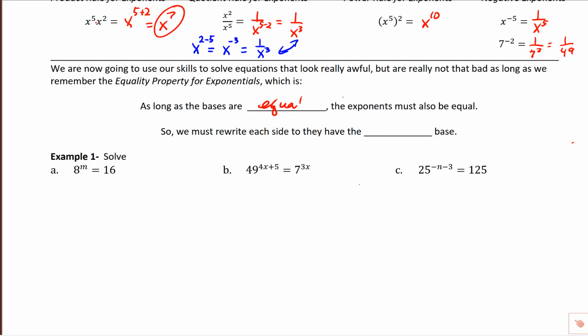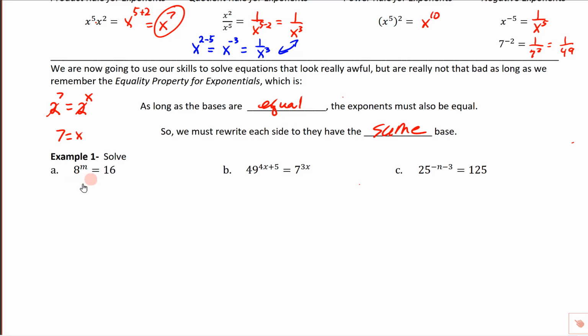So what we're going to do here is rewrite each side so that they have the same base. Now, let me show you a really simple example of this. If I had, let's say, 2 to the 7th equals 2 to the x. If the bases are the same, then the exponents have to be the same. So I could just say 7 is equal to x, or x is equal to 7. That's really simple. If they already have the same base, then we can just drop the bases and just say the exponents have to be equal.